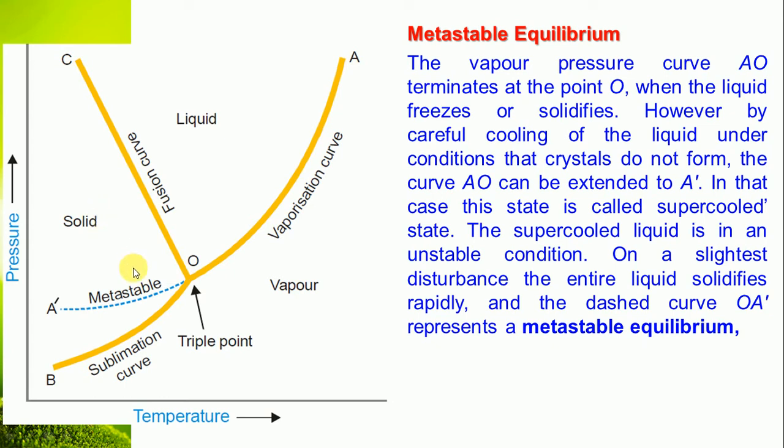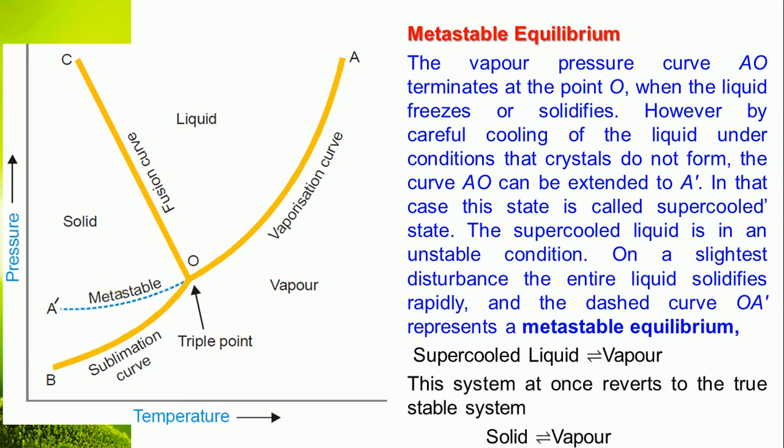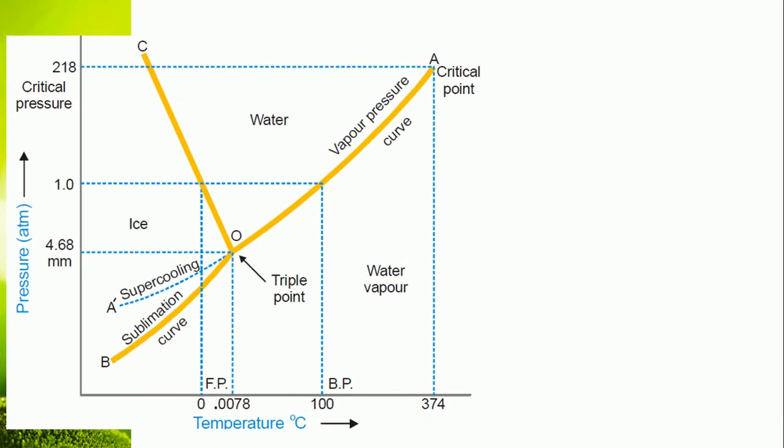Since the liquid stays for a very short period of time, we have put this condition in the curve as a dot line, and we are calling this condition a metastable condition, and we are calling this curve OA prime the metastable equilibrium. Okay. In the metastable equilibrium, there will be supercooled liquid and vapor, which will be in dynamic equilibrium.